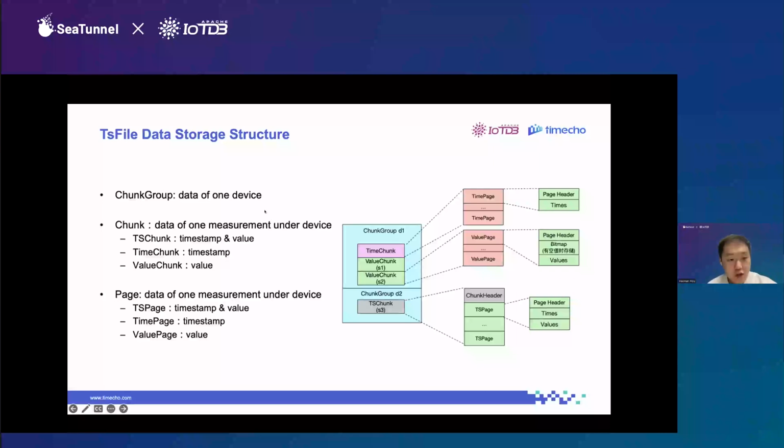In each chunk, we have some pages. A page also stores the data of one measurement on the device, and pages also have three different kinds. The first one, the TS page, means timestamp and value together, and then the time page for the timestamp and the value page for the value.